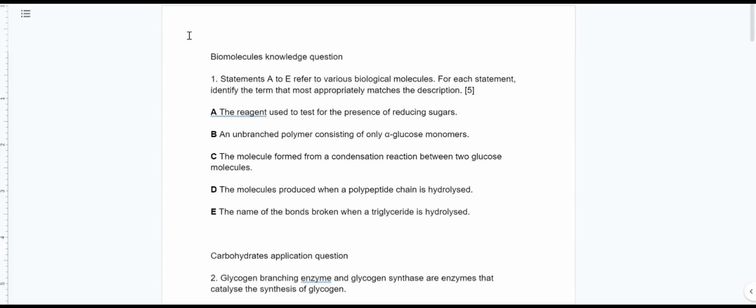So question 1 says that statements A to E refer to various biological molecules. And for each statement, we basically have to identify the term that most appropriately matches the description. So let's look at what statement A says. Statement A is the reagent used to test for the presence of reducing sugars. Okay, so this is a very standard test that you may encounter a lot when you're doing your biopracticals. And what they're talking about has to be the Benedict's test.